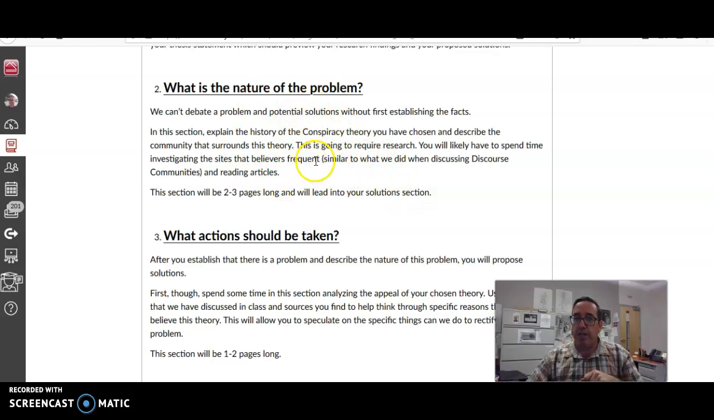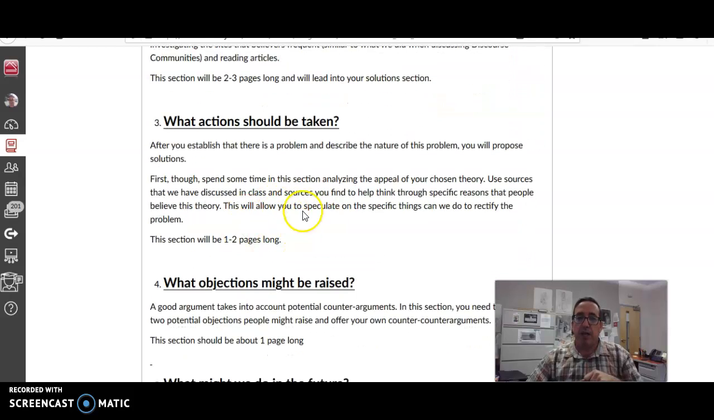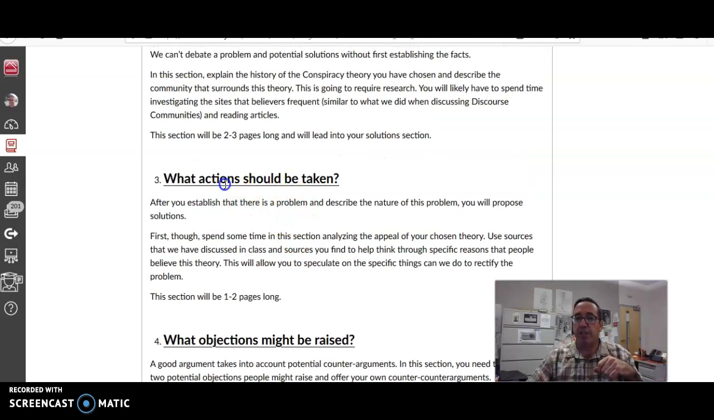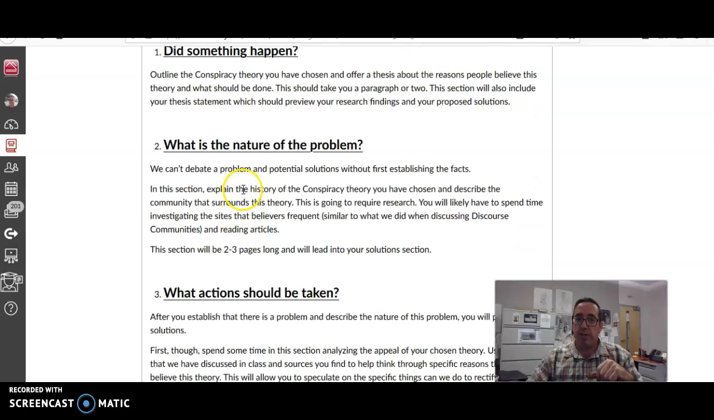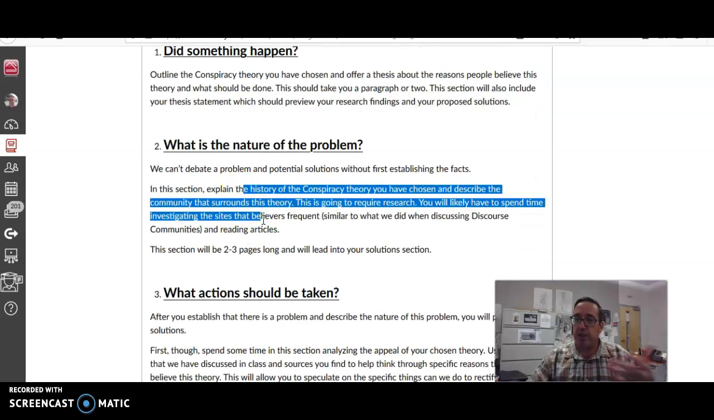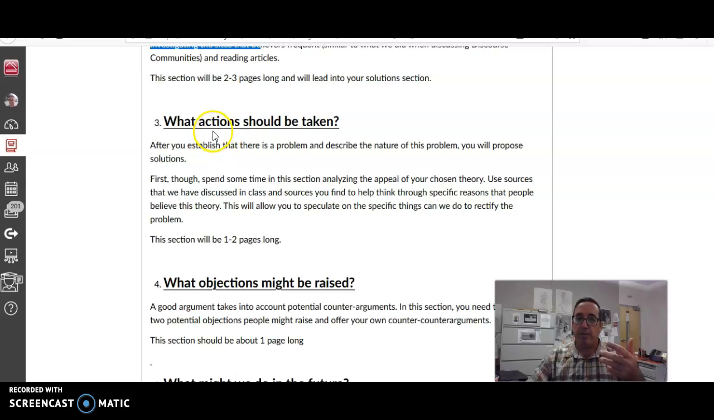So you're describing the nature of the problem and describing some of the... well, actually, that's in the next section. So what action should be taken? I put this in the next section. So this will be the nature of the problem, describing the conspiracy theory, the history, the people who believe in it, why they believe in it, what action should be taken.